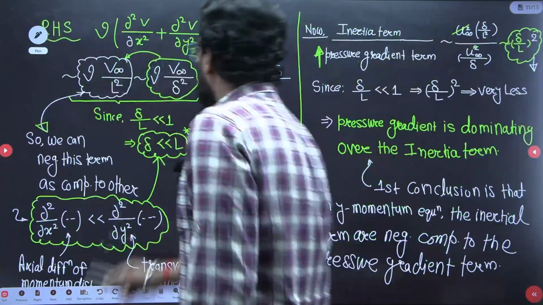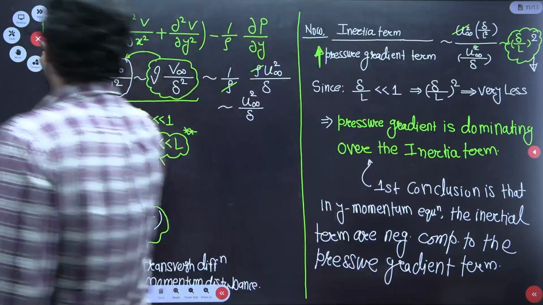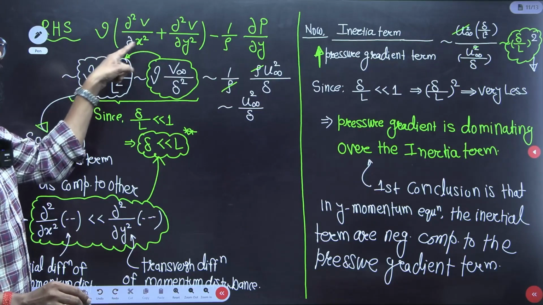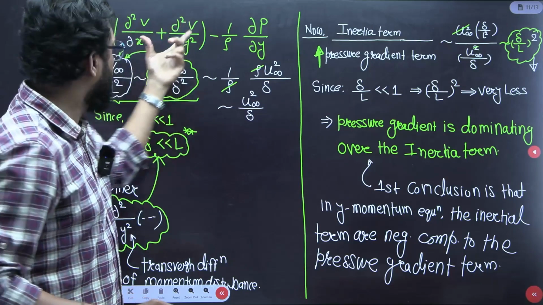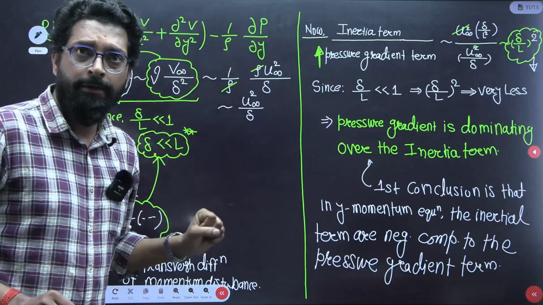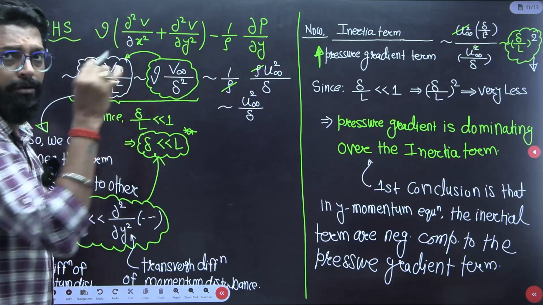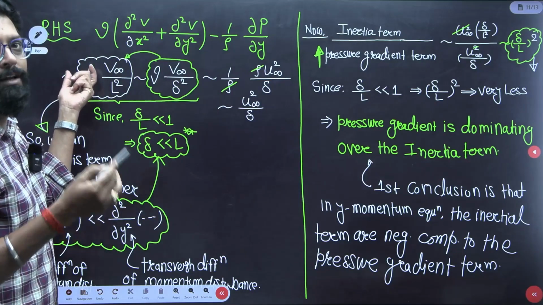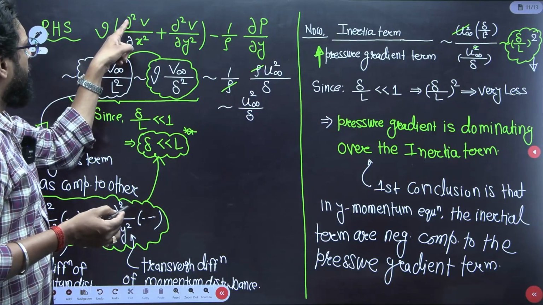Great. So write the right hand side: kinematic viscosity times dou square V by dou X square plus dou square V by dou Y square. This is the diffusion term, the diffusion of momentum disturbance, minus 1 by rho dou P by dou Y. Okay. This kinematic viscosity is a fluid property, so don't write any order of magnitude for it. It does not change. Now what is dou square V?